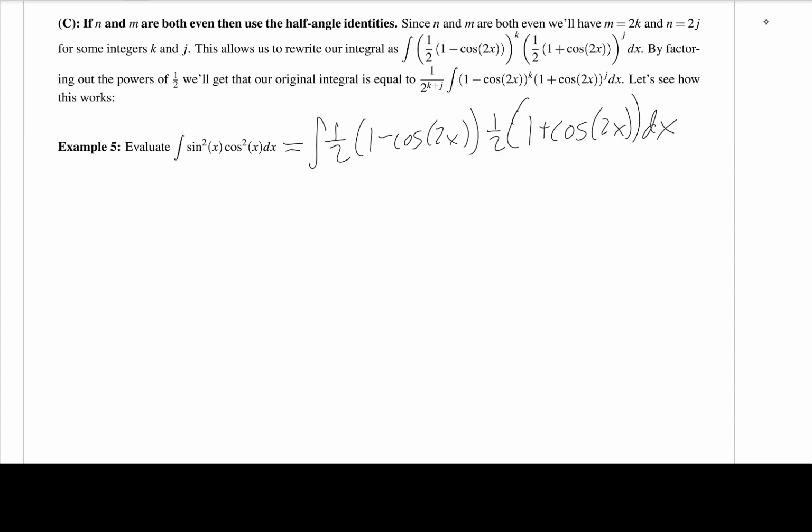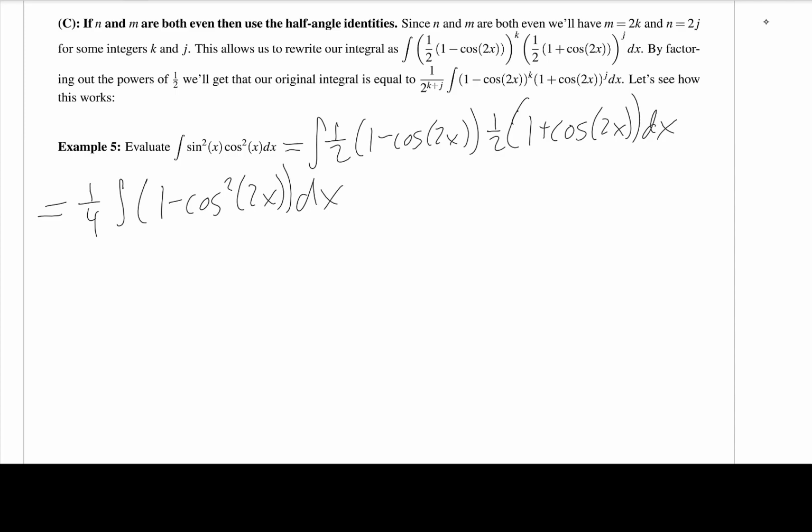So what I'm going to do first is pull out this constant multiple of 1/4. When I do that, we'll get 1/4 times the integral of, well, we can look at this as a minus b times a plus b. When we multiply stuff like this together, we get a squared minus b squared, where a is 1 and b is cosine of 2x. Okay, so then this is 1 minus cosine squared 2x dx.